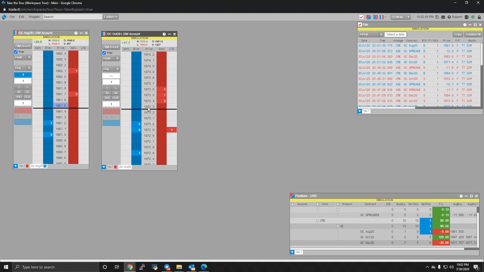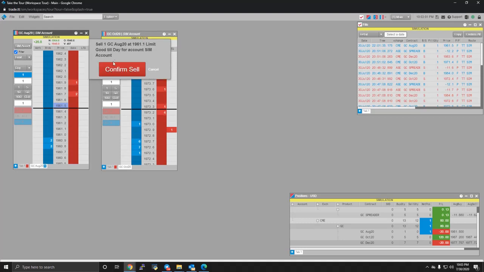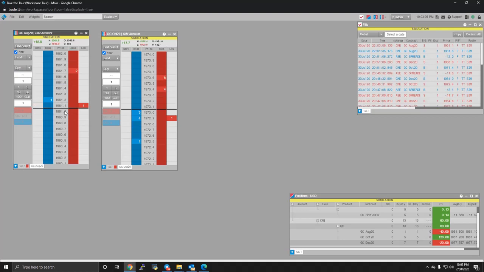And I'm going to demonstrate this manually to show you how this would look. So I'm going to place a sell order in the market, and let's see if the market takes it.